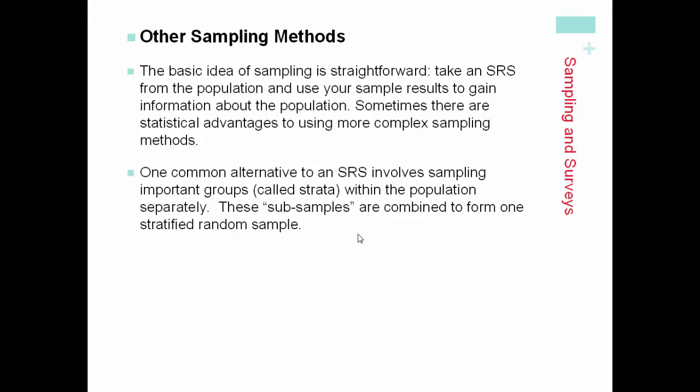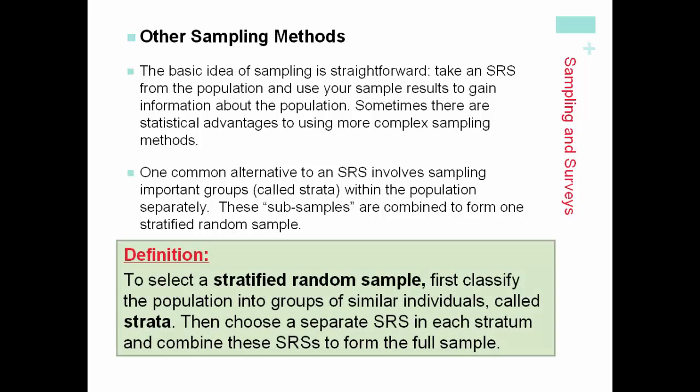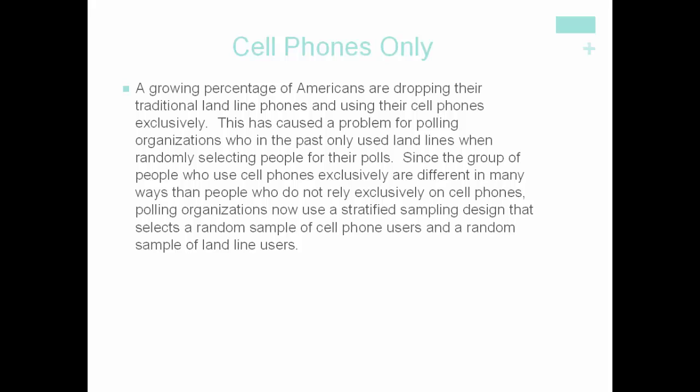A common alternative to simple random sampling is sampling groups called strata within the population. These subsamples, as they're sometimes called, are combined to form one stratified random sample. To select a stratified random sample, first classify the population into groups of similar individuals called strata. Then choose a separate simple random sample in each stratum and combine these simple random samples to form the full sample.